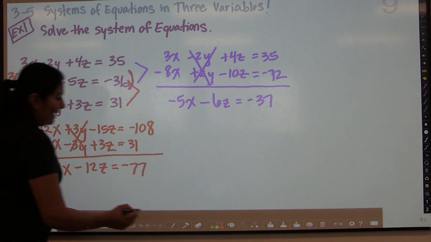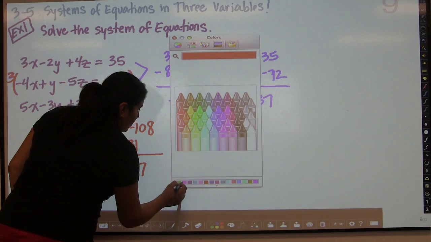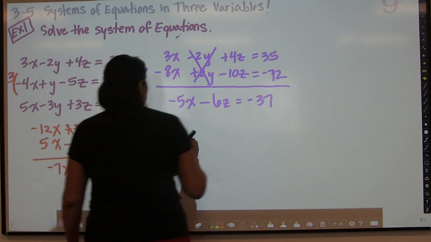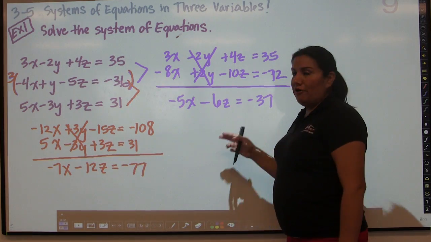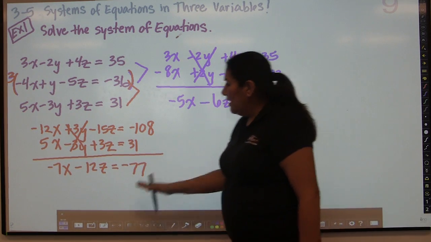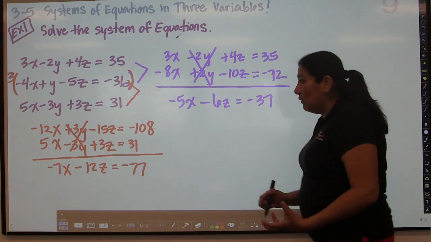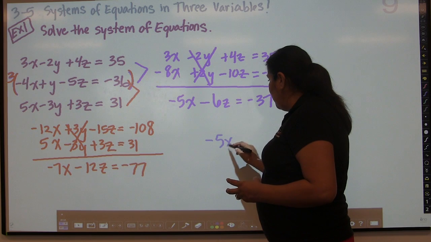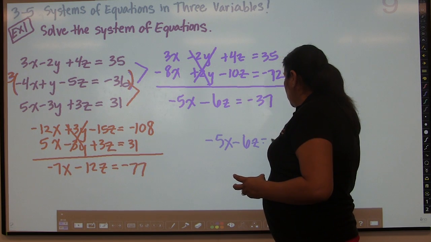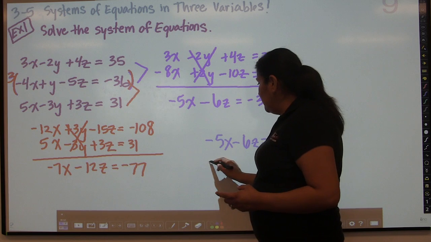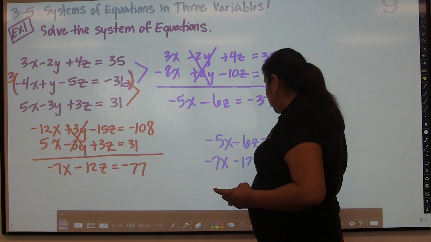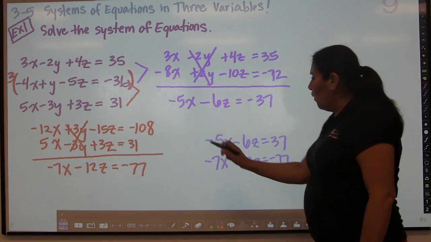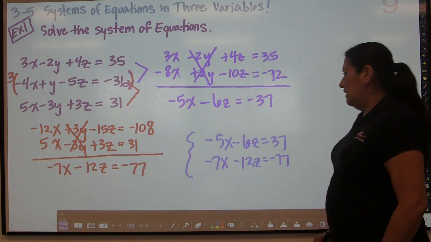So what I have created now, if you haven't noticed yet, is two equations that have the same two variables. I have an x and a z here and an x and a z there. So now what I'm going to do is take those two equations, negative 5x minus 6z equals 37 from before, and the negative 7x minus 12z equals negative 77 from here. And now I'm going to try to eliminate again. I'm going to eliminate a second variable.